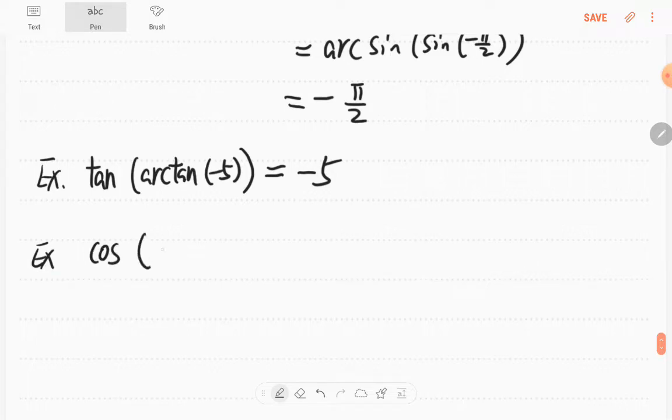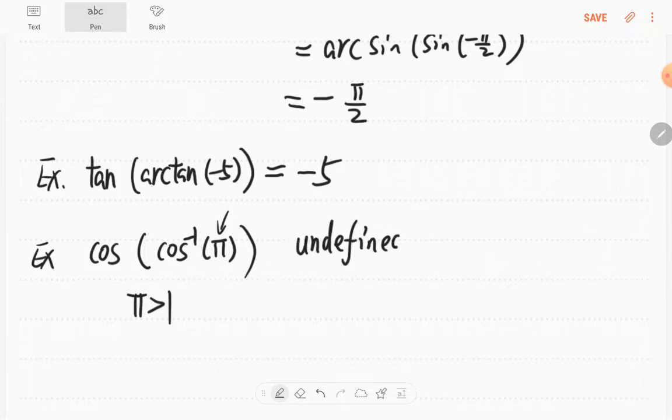Cosine of cosine inverse of pi. The reason is that pi is greater than 1. We know this position should be between -1 and 1, so this is undefined, because the domain of cosine inverse is from -1 to 1, but your input is pi. So it's outside the domain.